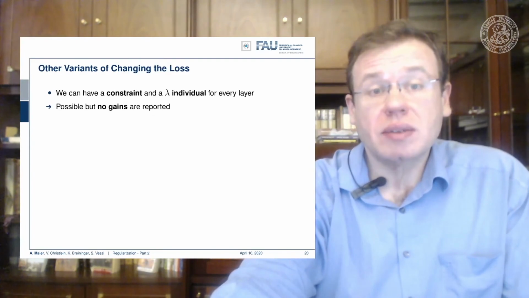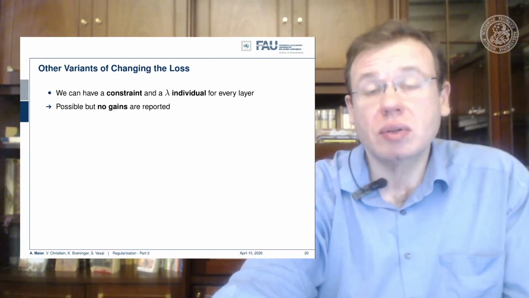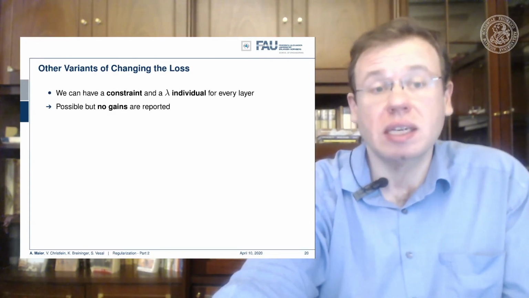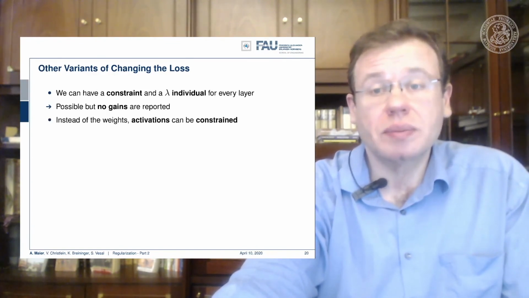There are many other variants of changing the loss. You can have a constraint and an individual lambda for every layer. So you could constrain every layer differently, but we haven't seen any gains reported in the literature.